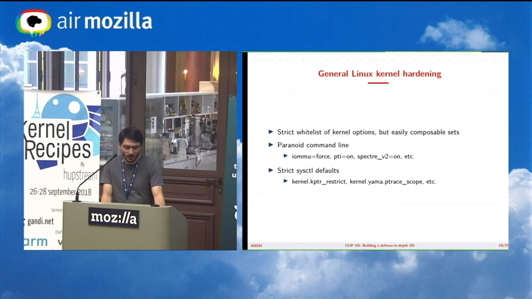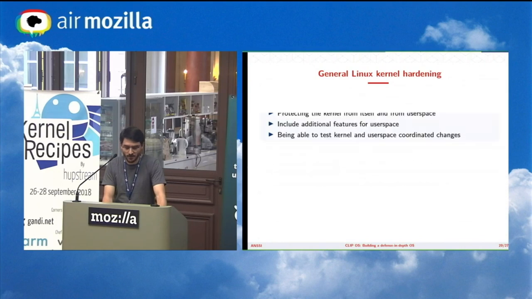So for example, with the IOMMU, if we force the use of IOMMU, we force the use of page table isolation and spectre mitigations. And we also set in user space a few strict sysctl values for kernel pointers, etc. So that's like the basics that you can do with any Linux kernel on any distribution.